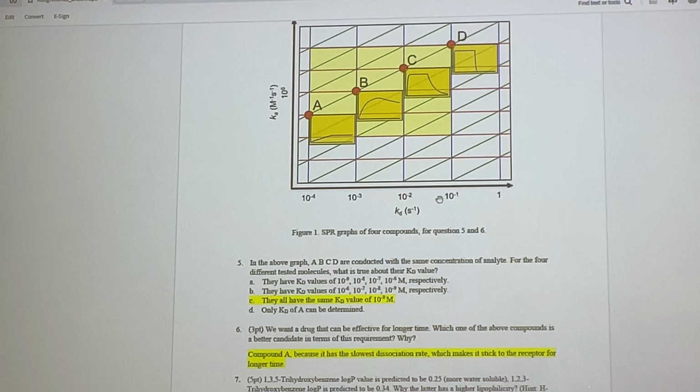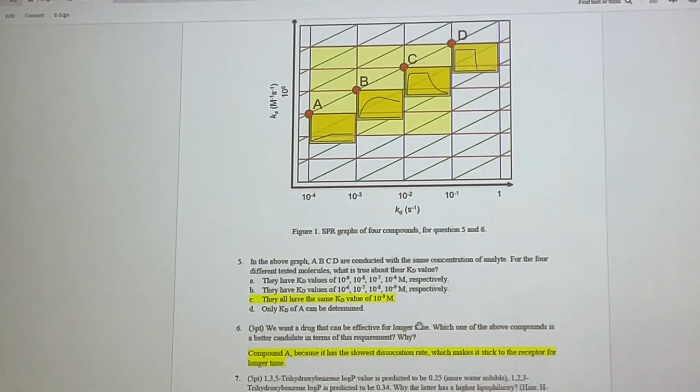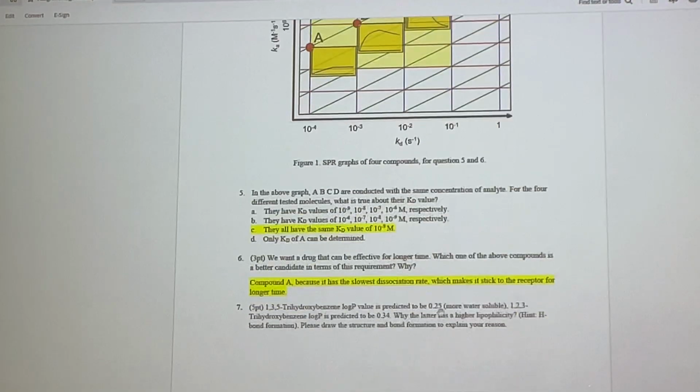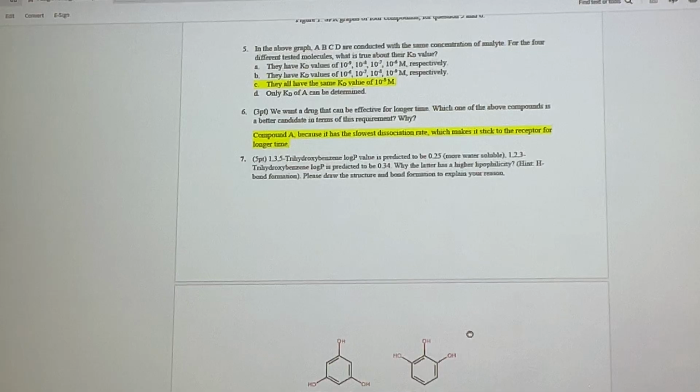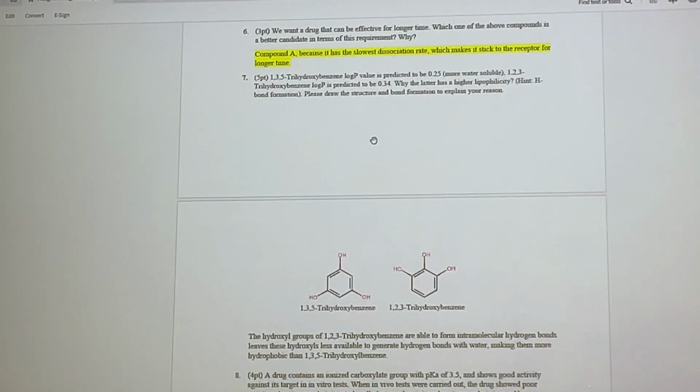All right. So even though they have the same binding affinity, their strength of binding to the receptor is the same. They still differ in other properties, for example, the duration time. All right. So if we really want one that can last longer, we will go for A. Okay. So that's how we determine that. Okay. So the next question is comparing the log P value of two similar compounds.